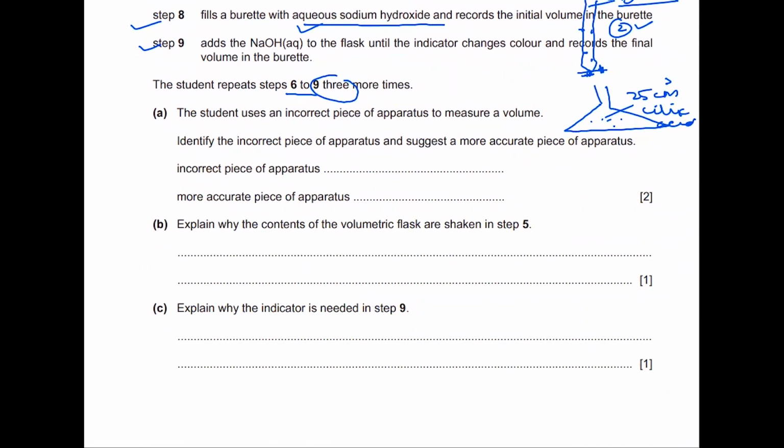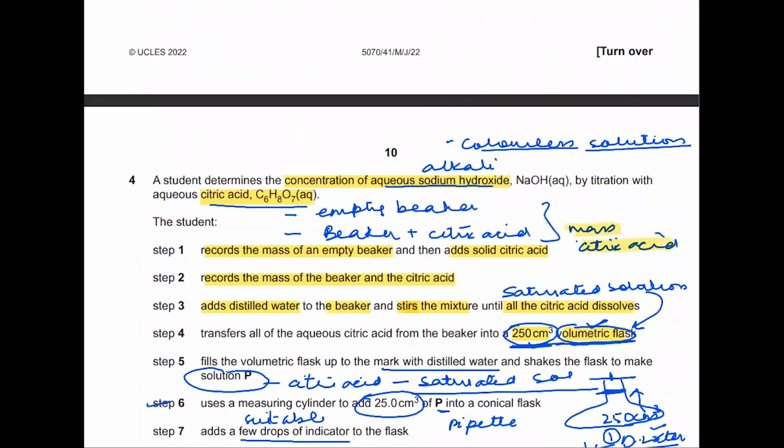Coming to this part A of the question. The student uses the incorrect piece of the apparatus to measure the volume, right? So what is that incorrect piece of apparatus? Let's go back and see, we check it out. What was the incorrect piece?